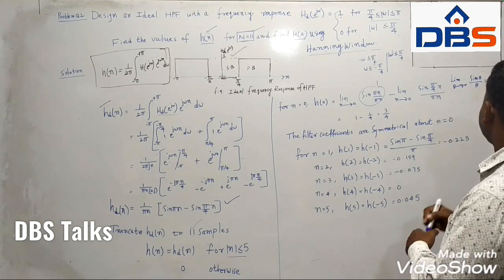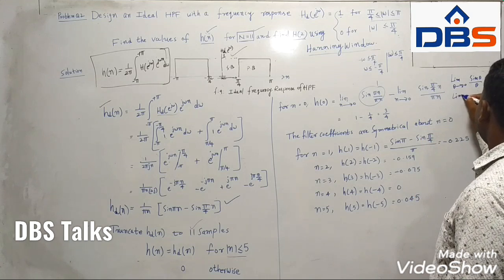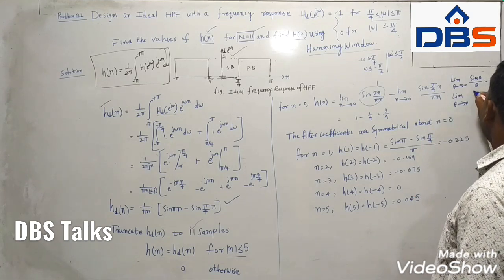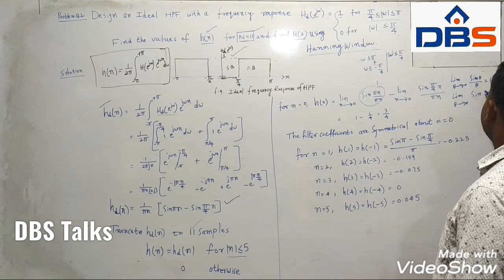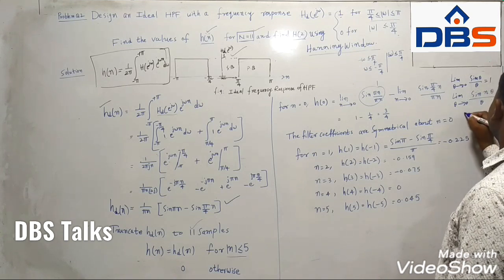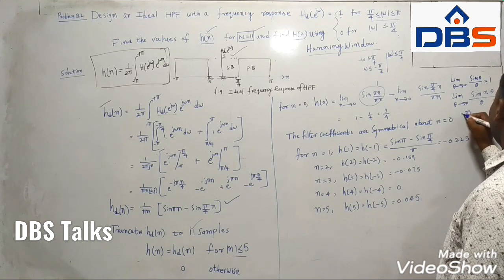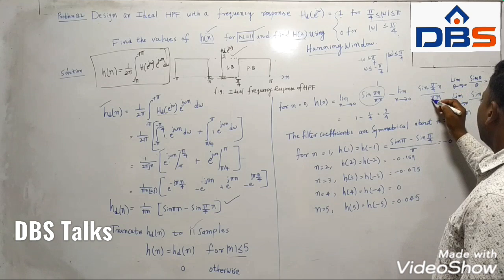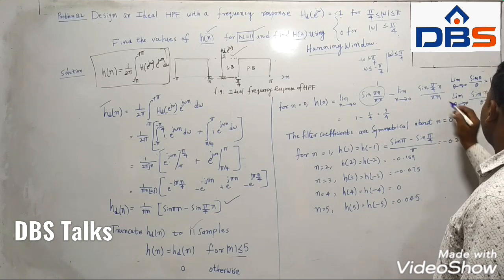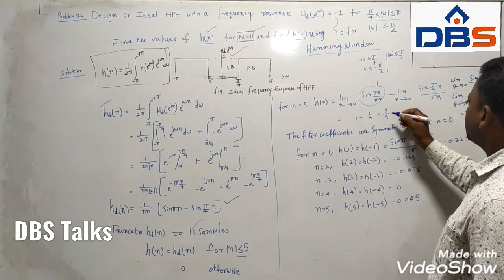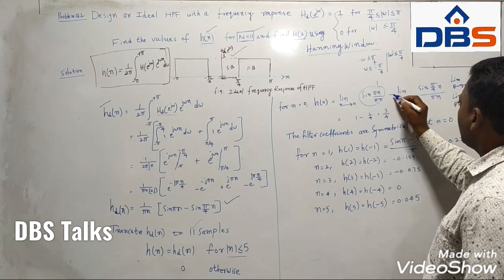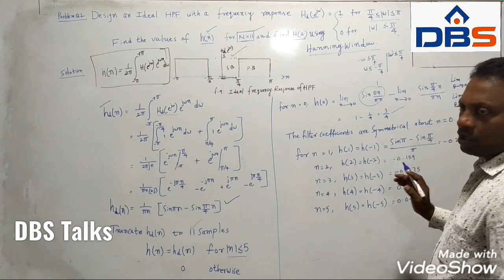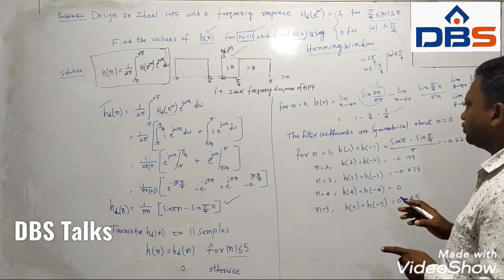Even in general, the limit as theta tends to 0 of sin of some constant n theta by theta is equal to n. From that formula I have written this: 1 by 4 into pi n divided by pi n. So what is the value? The value is 1 by 4. That is why I am writing 1 minus 1 by 4, which is equal to 3 by 4. So this is the value at n equal to 0.